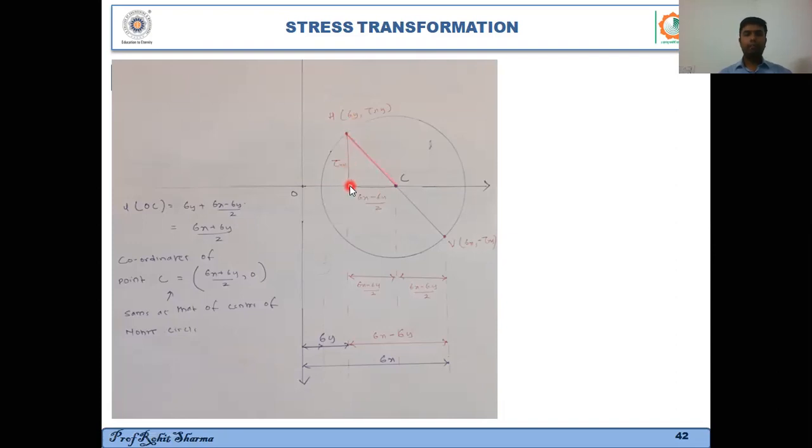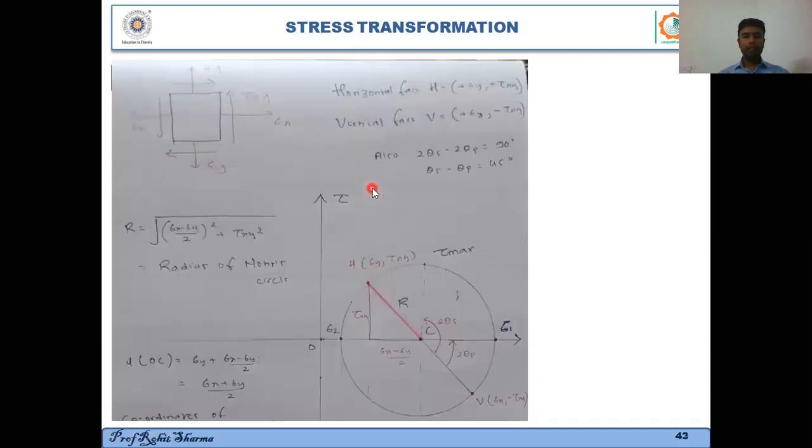So if I consider this height is nothing but tau xy, and this distance is what? Sigma x minus sigma y over 2, right? And this represents the radius of this circle, right? So I can find out the radius of the circle. Radius of the circle will be found out by what?